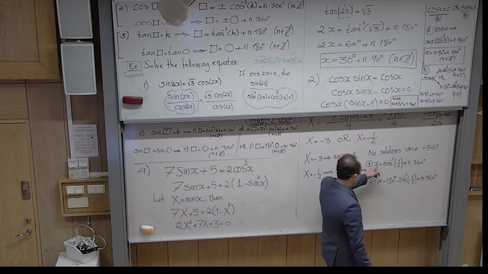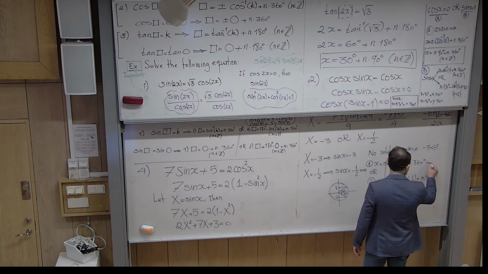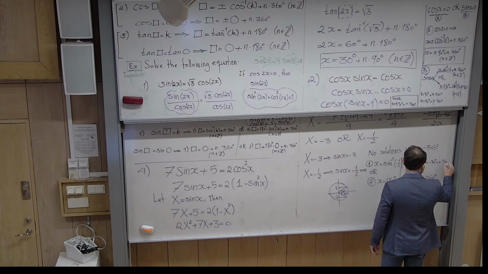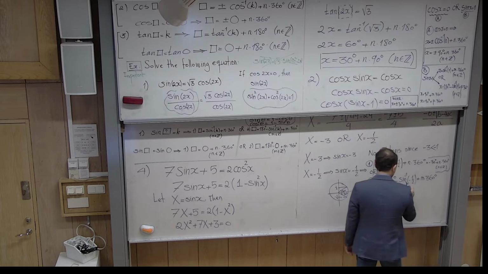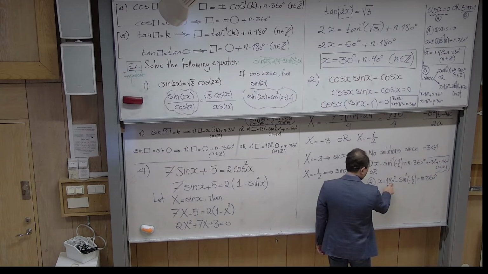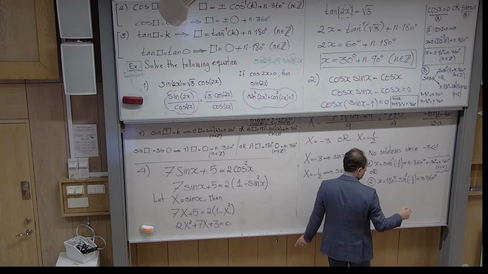So the answer to this case, let me just continue. It's minus 30 degrees plus n times 360 degrees, n belongs to Z. So that is one possibility. And the other one is 180 plus 30, which is 210.